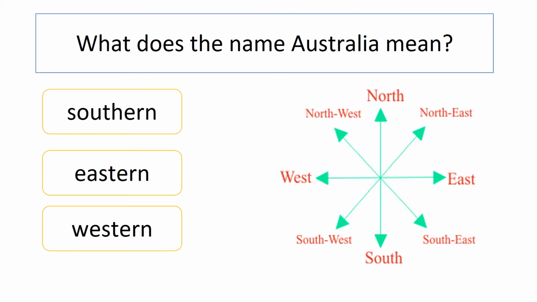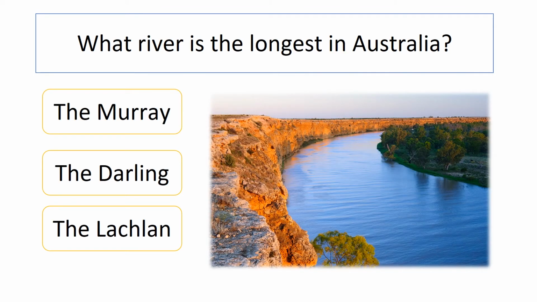What does the name Australia mean? Southern, Eastern, or Western? The name Australia actually means Southern. What river is the longest in Australia? The Murray, the Darling, or the Lachlan? The longest river in Australia is the Murray.